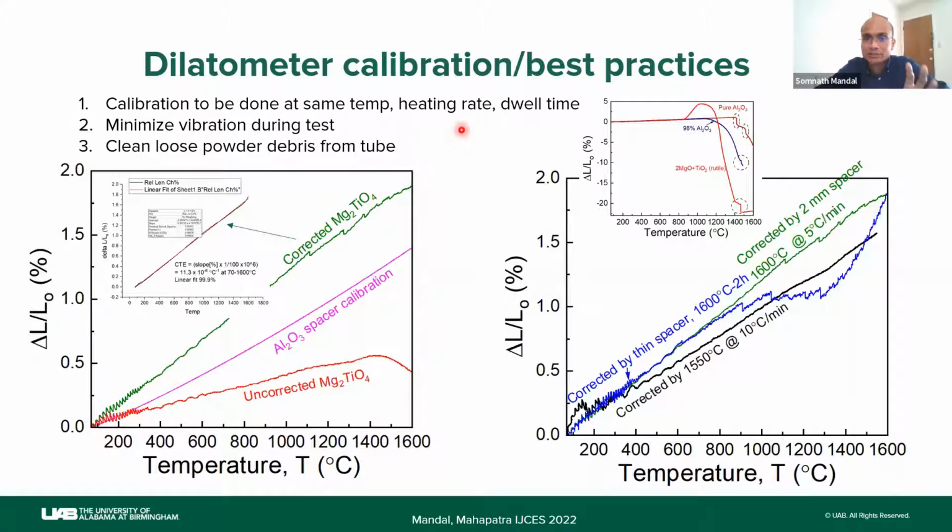There are three main points. One is that you have to calibrate at the same temperature, same heating rate, and same dwell time. That is for your spacer. You see here that when you're calibrating with the correct spacer, you get the actual value. When you change the heating rate, if you use a faster heating rate, your thermal expansion coefficient changes. It becomes less.